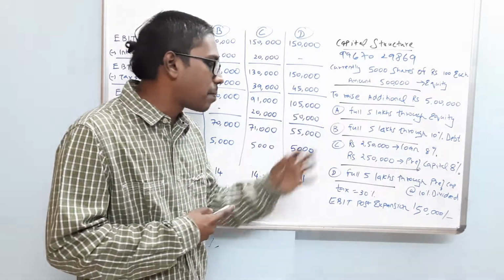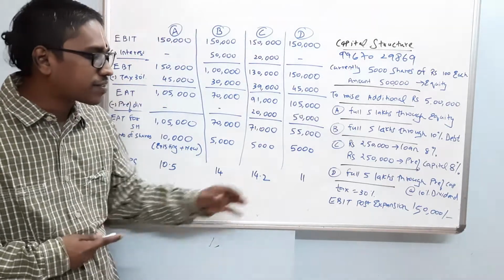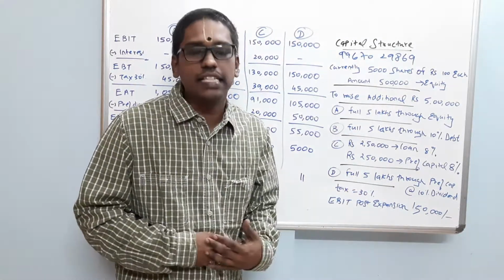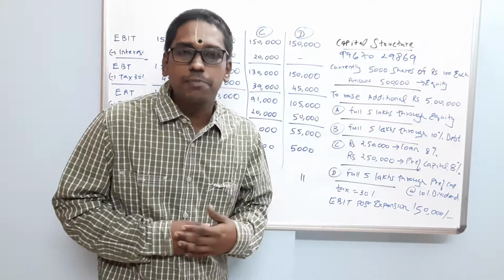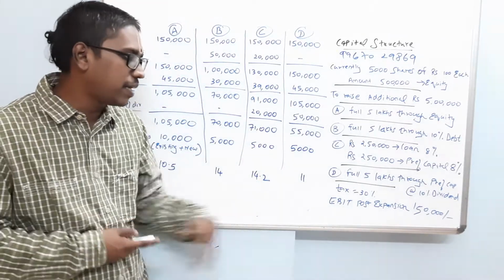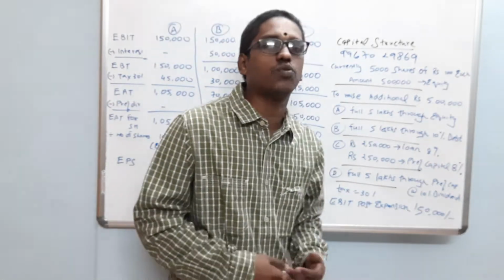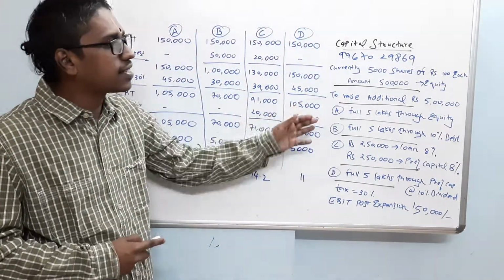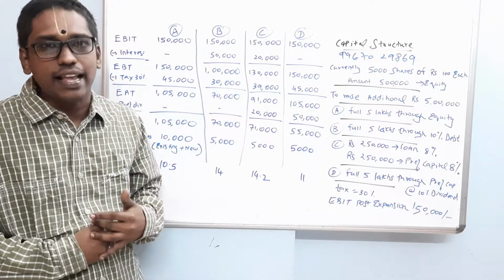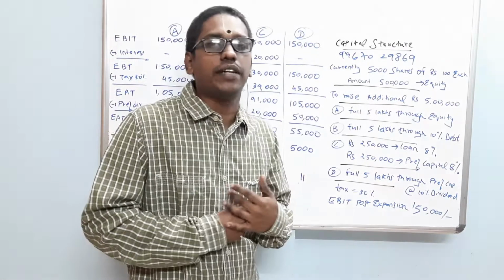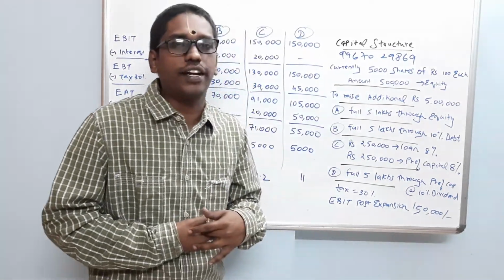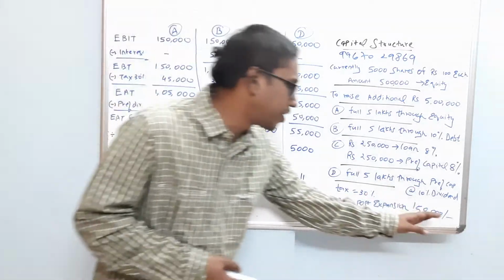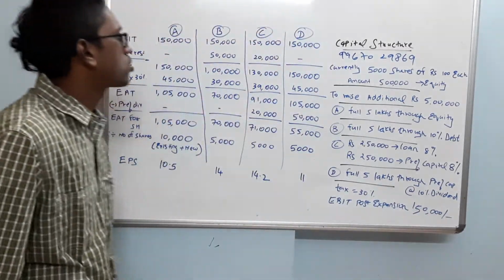Now, in this example, I have assumed a tax of 30%, and another assumption being made is the earnings before interest and tax, EBIT, post expansion will be rupees 1,50,000. Post expansion in the sense, after raising the additional capital of 5 lakhs, after the additional investment is being made, the earnings before interest and tax will be 1,50,000 rupees. So here we go to solve the problem.